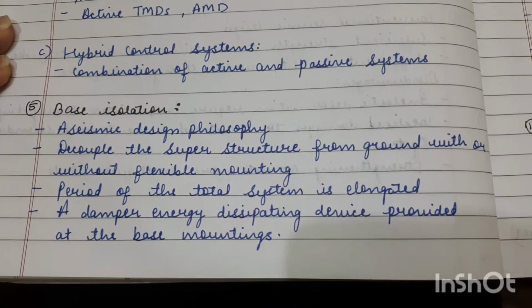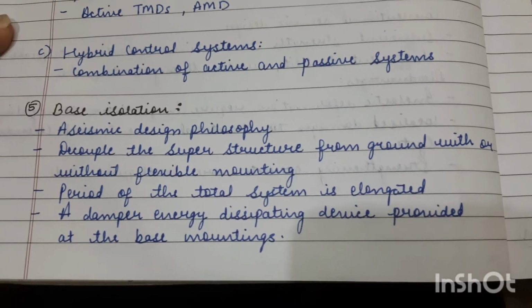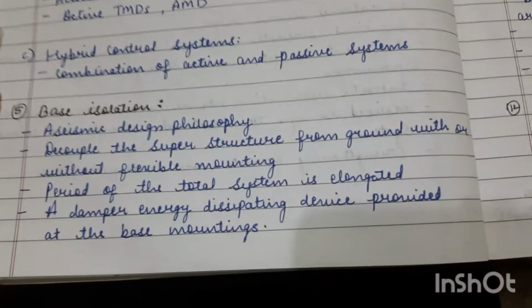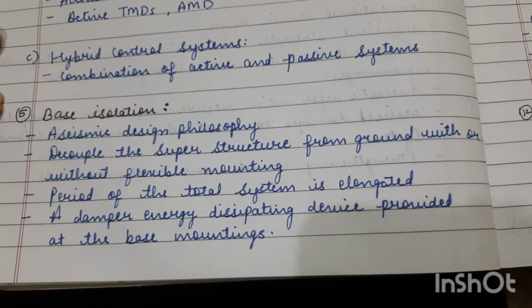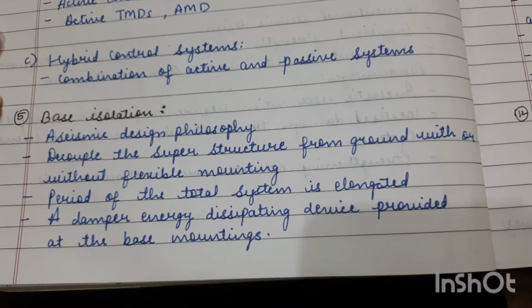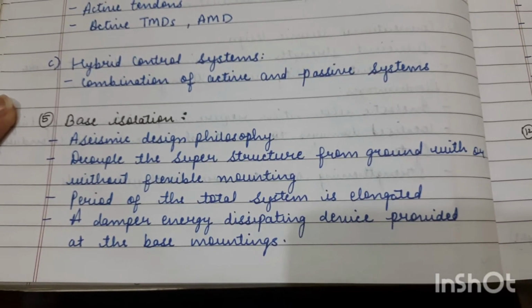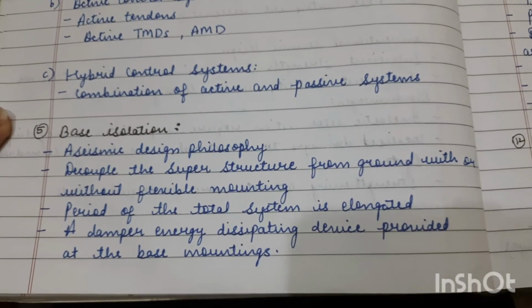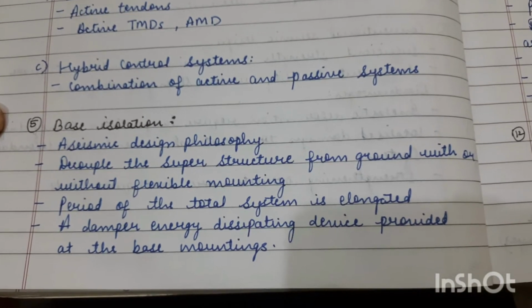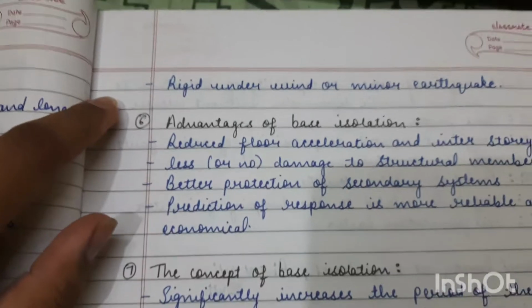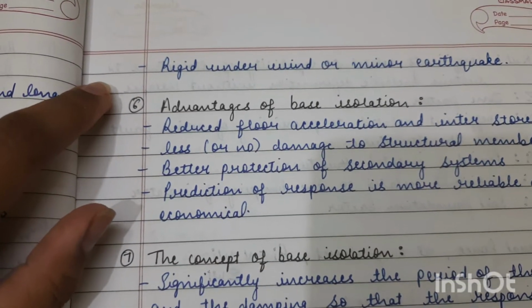Base isolation. Aseismic design follows base isolation. In base isolation, we have these general points. Aseismic design philosophy: decouple the superstructure from the ground with or without flexible mounting. Period of the total system is elongated. A damper, energy dissipating device provided at the base mounting. Then the next is we have rigid under wind or minor earthquakes.